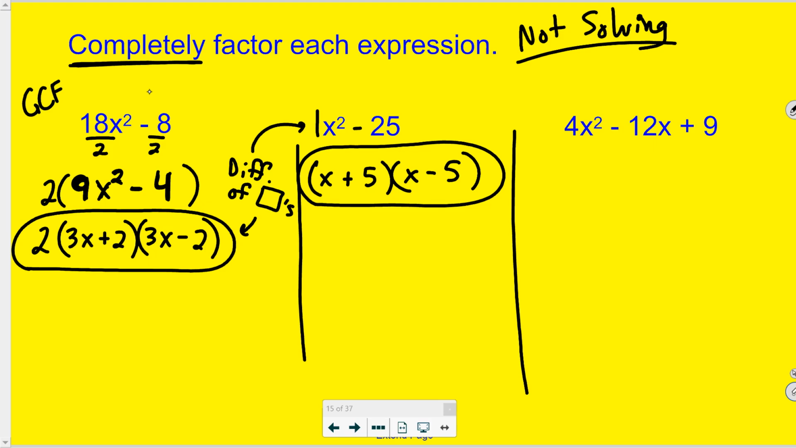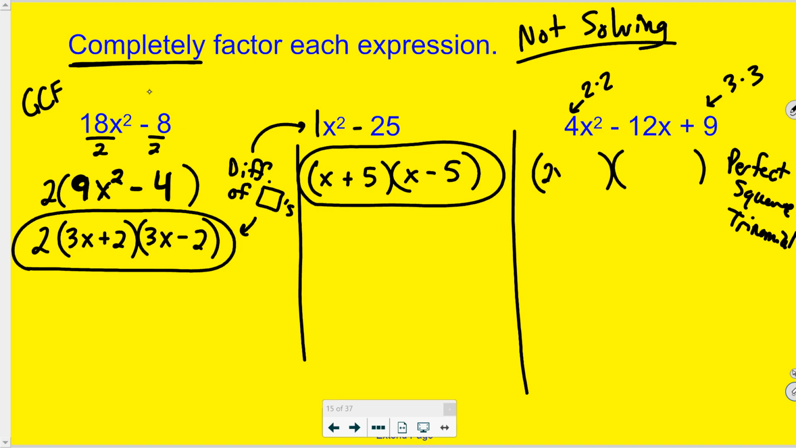This next one, again, I'm noticing, hey, 4 is a perfect square, and 9, oh, that's a perfect square. That probably means that what I'm dealing with here is a perfect square trinomial. The first thing I would try is 2 with an x in each of these, and let's try 3 in each of these. Now, what I've got to make sure is, can I get to this negative 12x from here?